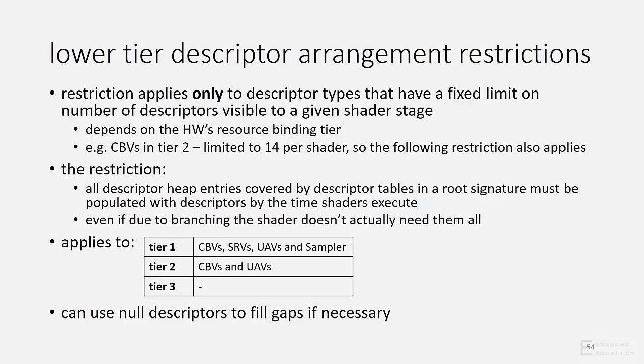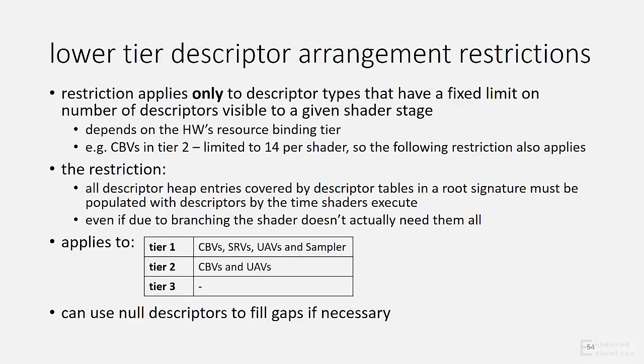So the summary of the descriptor types that have this restriction: on resource binding tier 1 hardware, it's all the shader visible descriptor types, unfortunately. On resource binding tier 2, it's constant buffer views and unordered access views. And by the time you get to resource binding tier 3, none of this applies.